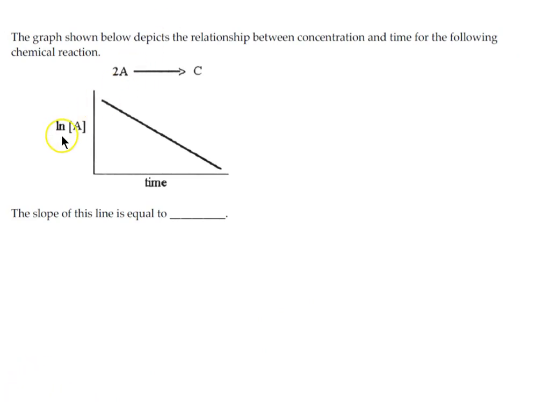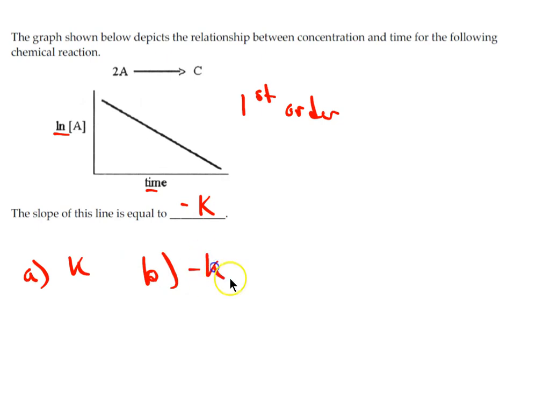This shows you the relationship between the ln of A versus time, and that's a straight line, correct? All right, so this would tell us, by the way, it's first order, because if it's ln versus time and it's linear, it's first order. So that would mean the slope of this line is equal to negative k. Now this is a multiple choice question. Be careful not to select K. It's equal to negative K. This is a negative slope, and K is always a positive value. Easy enough? Hopefully.